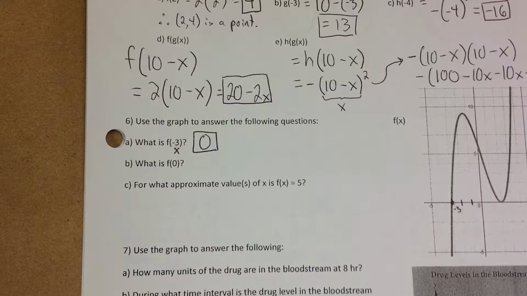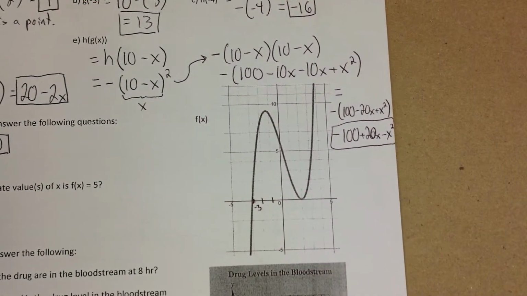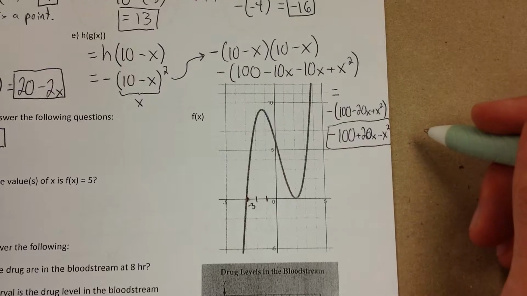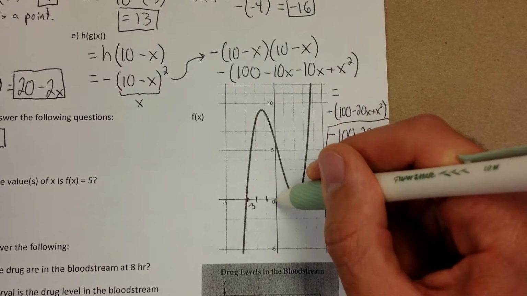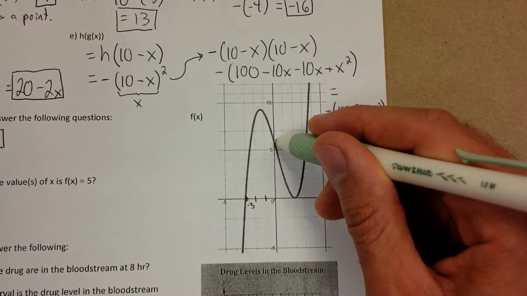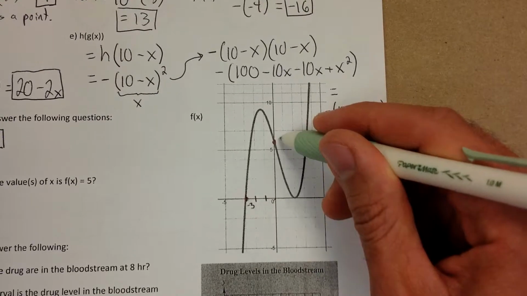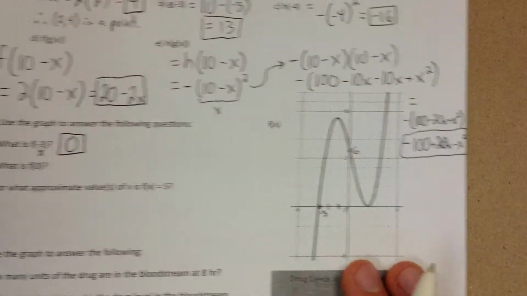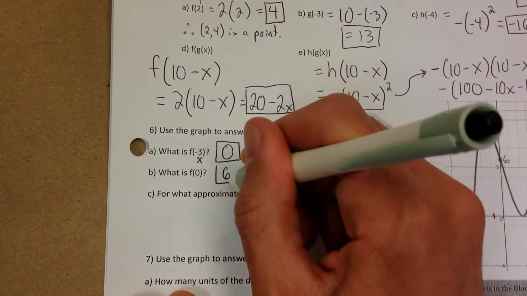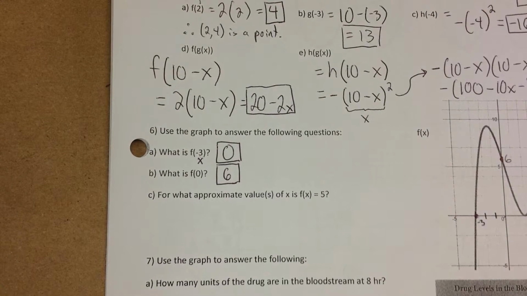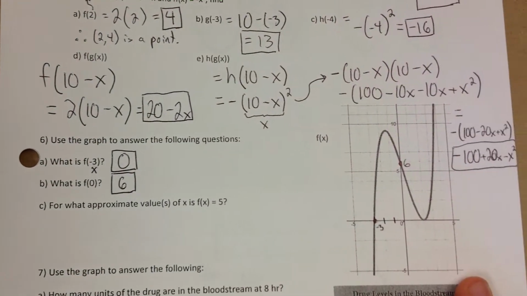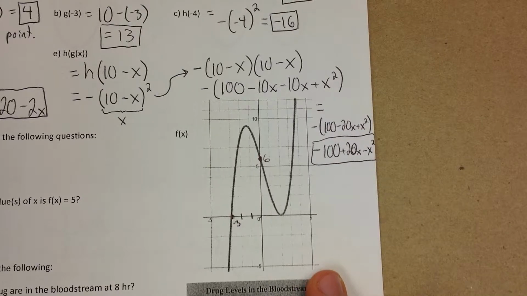Ali, could you tell us how to find f of 0? Looks like it's 6. All right, Dominique, letter C. How can we find what approximate values of x is f of x equal to 5 from the graph?